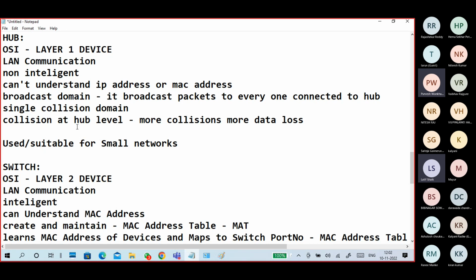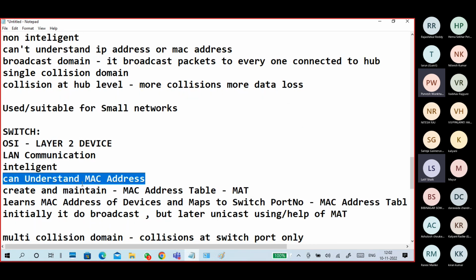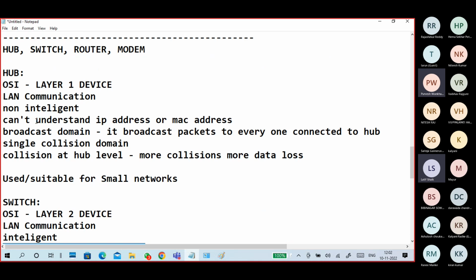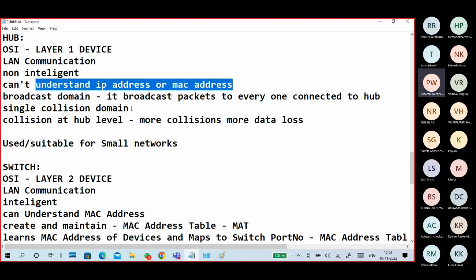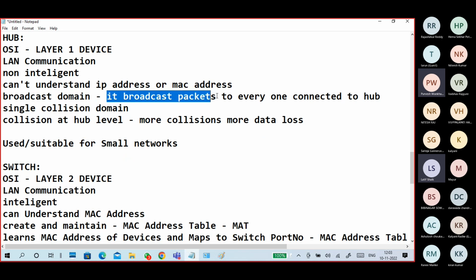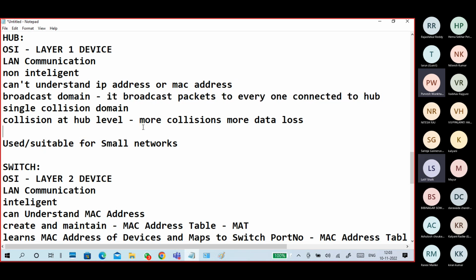Non-intelligent, intelligent. Intelligent means it can understand a MAC address, up to the MAC address. A hub does not understand any IP address or MAC address. Hub is a broadcast domain, meaning it broadcasts the packet to everyone. Not only to the destination, everyone will get the packet, and other devices will drop the packet.